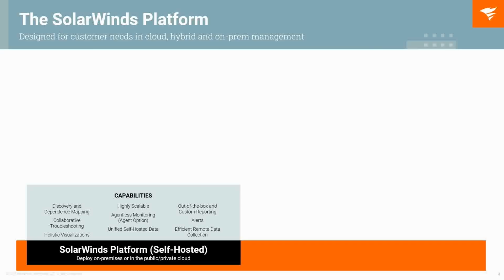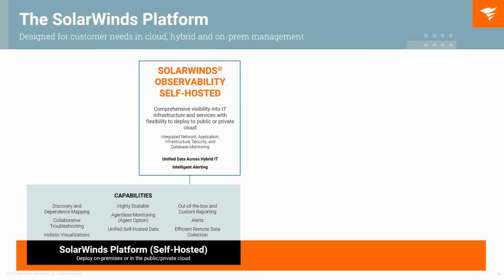SolarWinds Platform Self-Hosted, the primary focus of this training, is a next-generation platform built upon the foundation of the Orion platform, retaining core functionalities like discovery, mapping, alerts, reports, centralized data, and access control. It supports key modules such as NPM, SAM, and the SolarWinds Observability Self-Hosted solution. With significant improvements over Orion, it enhances visibility and monitoring across IT environments.